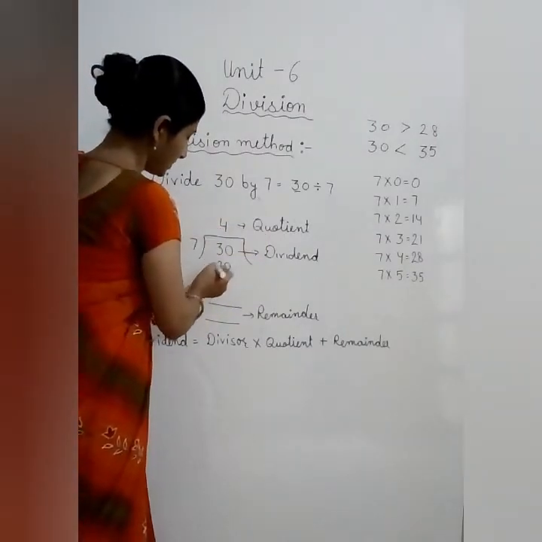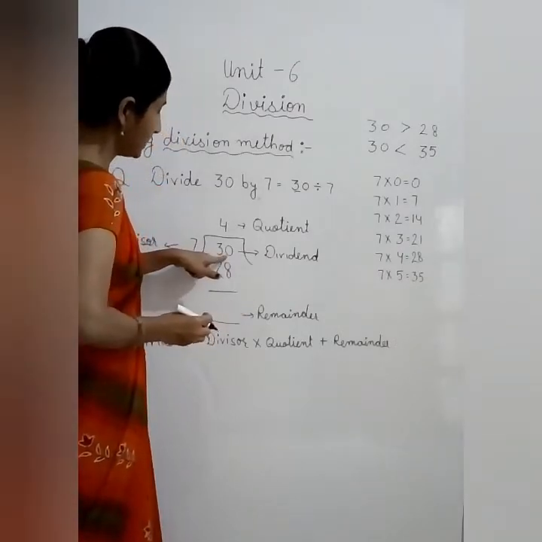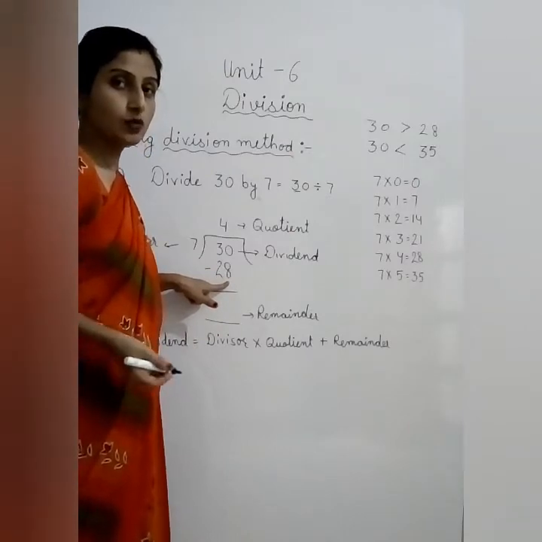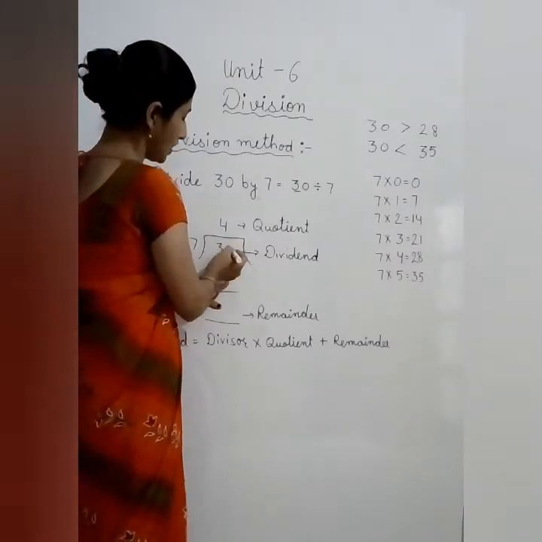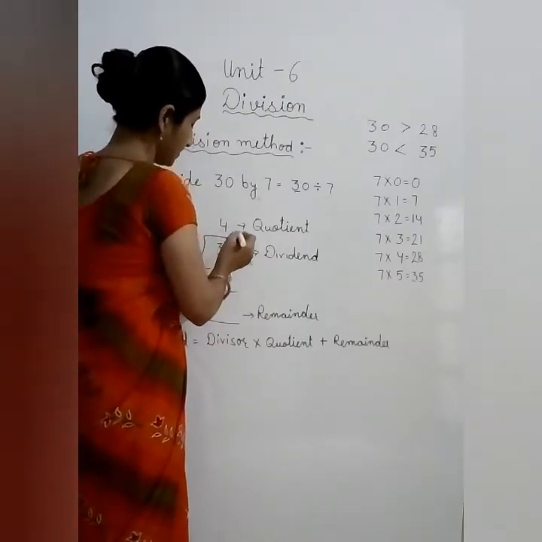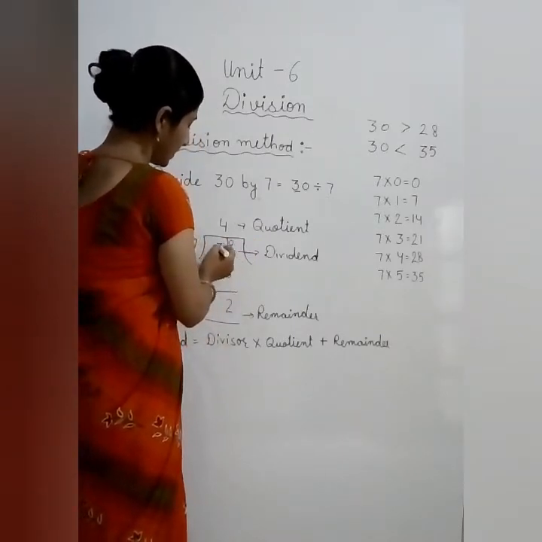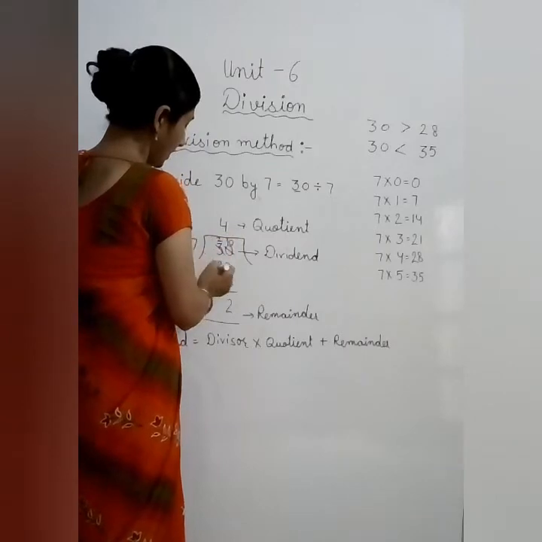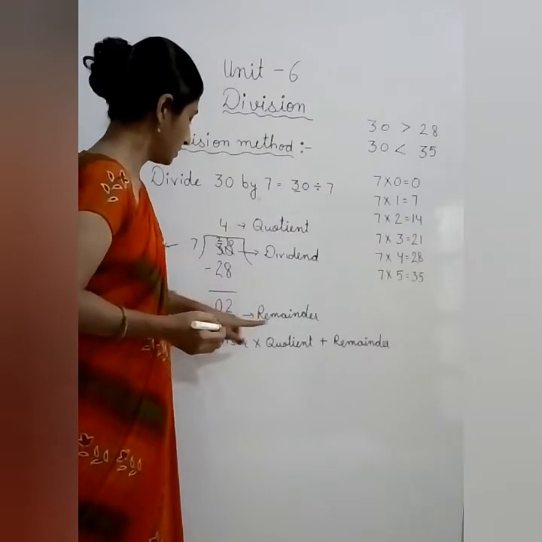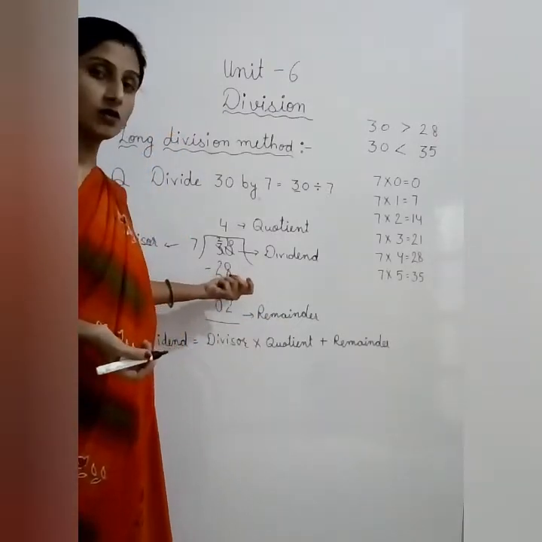Now the sign of subtraction. Here 10 minus 8 is not possible. So what do we do? Take a borrow from the 10's place to the 1's place. So write here 10. 10 minus 8 is 2. What is left here? 2. 2 minus 2 is 0. So what is our remainder? 2. Now check whether our answer is right or wrong.